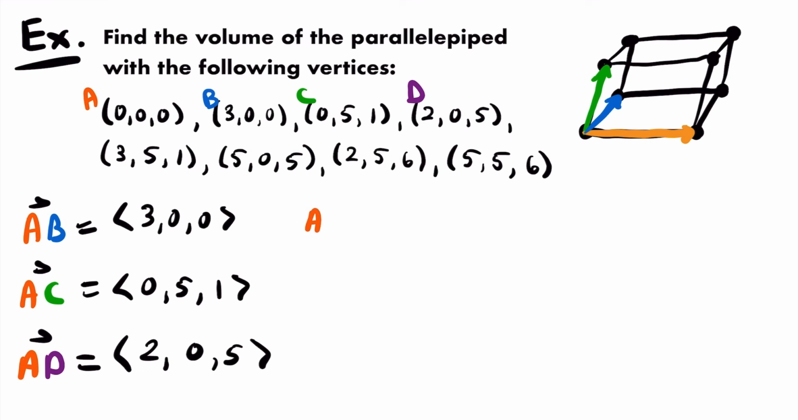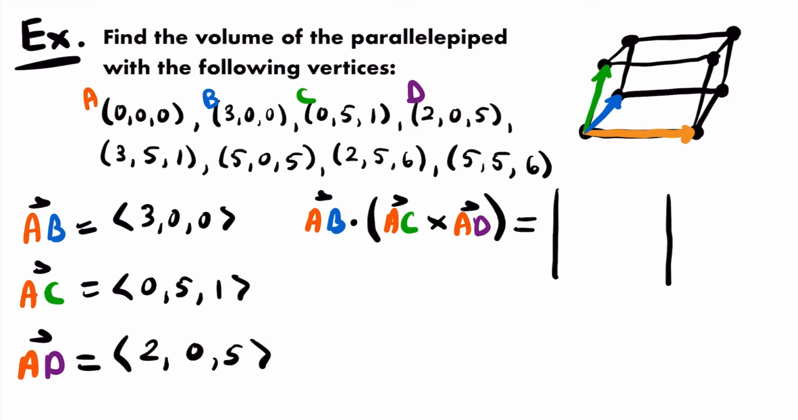I'm going to take the dot product of vector AB with the cross product of vector AC with vector AD, and that will be equal to the determinant of a 3 by 3 matrix that we're going to set up right now. The first row are going to be the components of vector AB, so 3, 0, 0. So I'll write 3, 0, 0. And the second row will be the components of vector AC, so we'll have 0, 5, 1. So we'll write out 0, 5, 1. And then the third row will be the components of vector AD, which are 2, 0, and 5. So we'll have 2, 0, and 5.